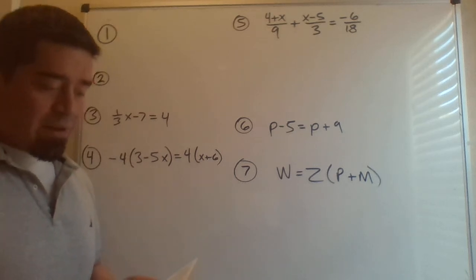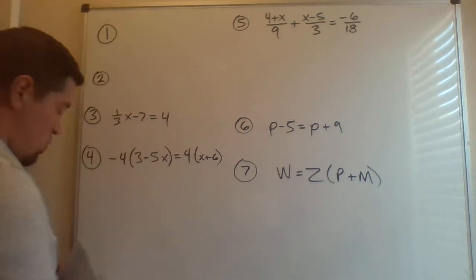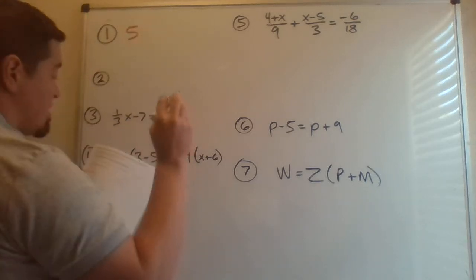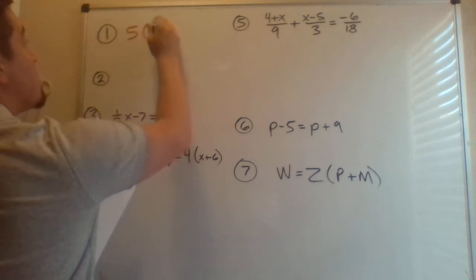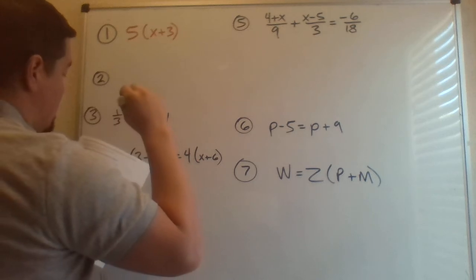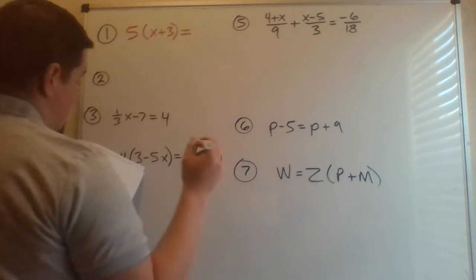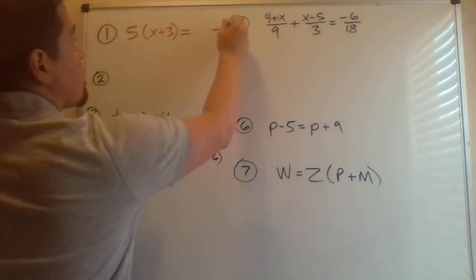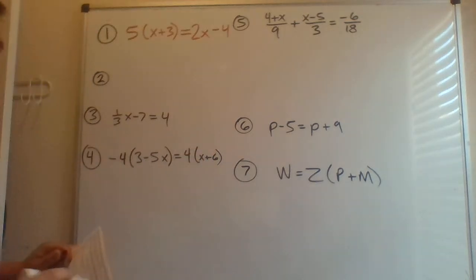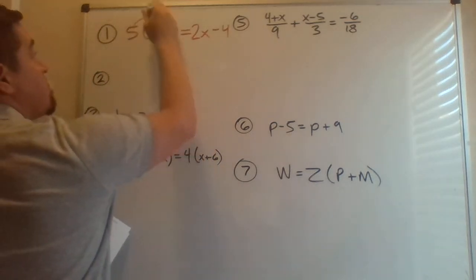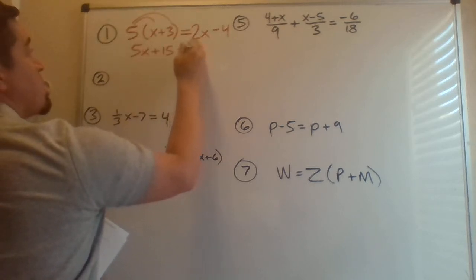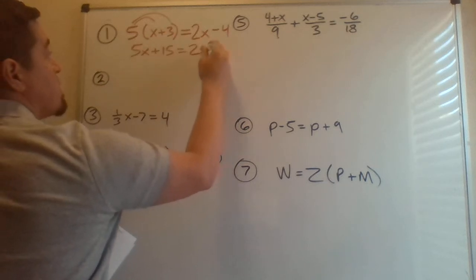So the first one: 5 times the sum of x and 3 is 4 less than twice a number. So 5 times, it says the sum of x and 3, sum meaning plus, in parentheses, is meaning equals, 4 less, meaning minus 4, twice the number x, so 2x. Then it says to solve, so we're going to go ahead and solve by first distributing: 5 times x plus 15, it's 5 times 3, and then 2x minus 4, nothing changes over here.